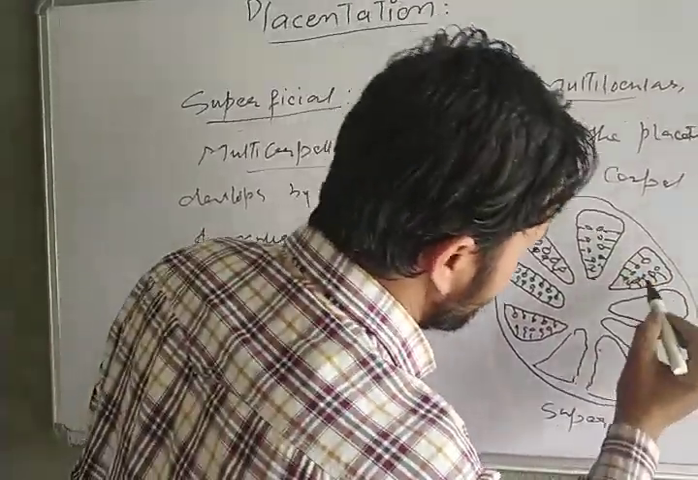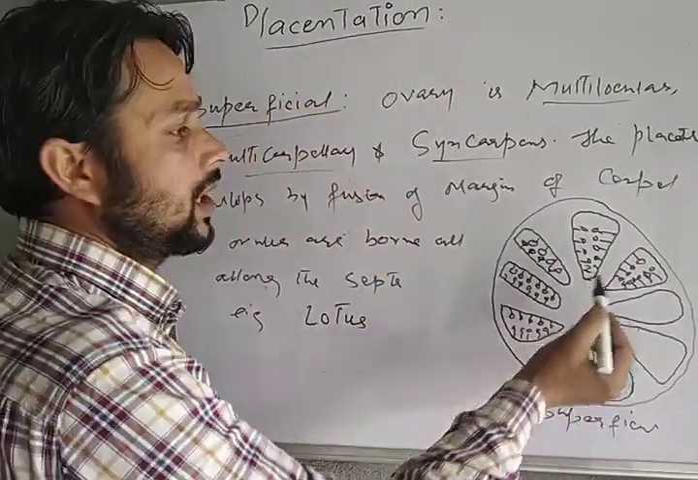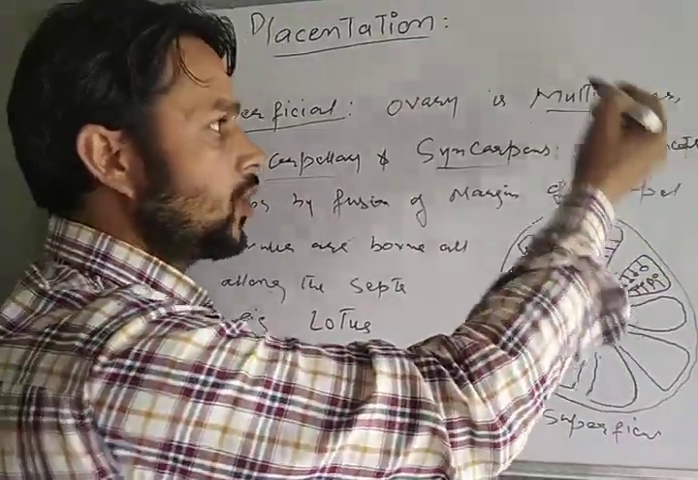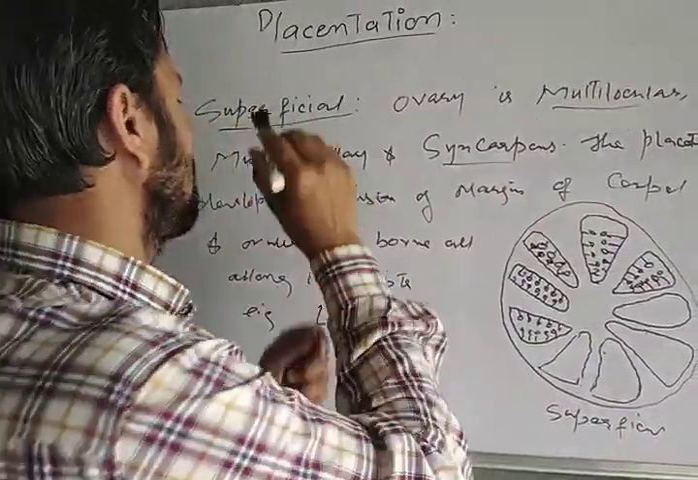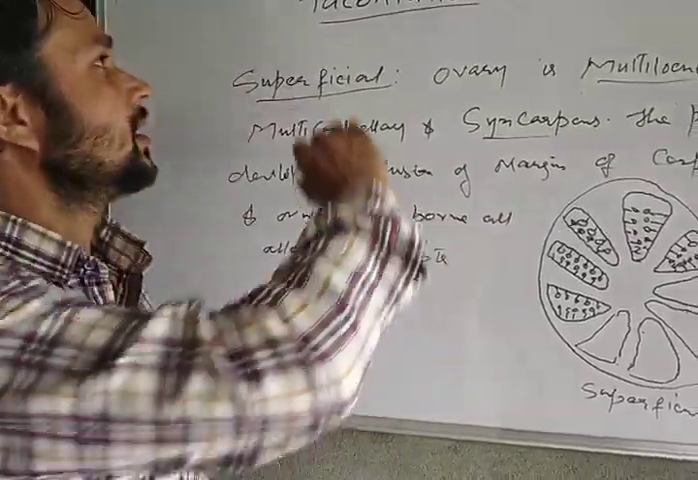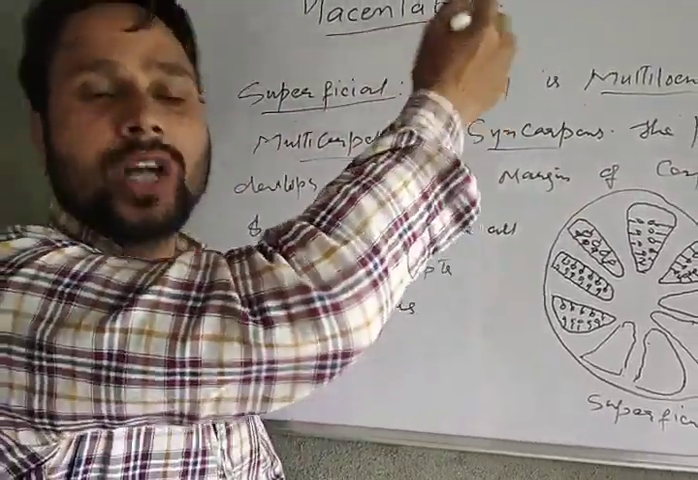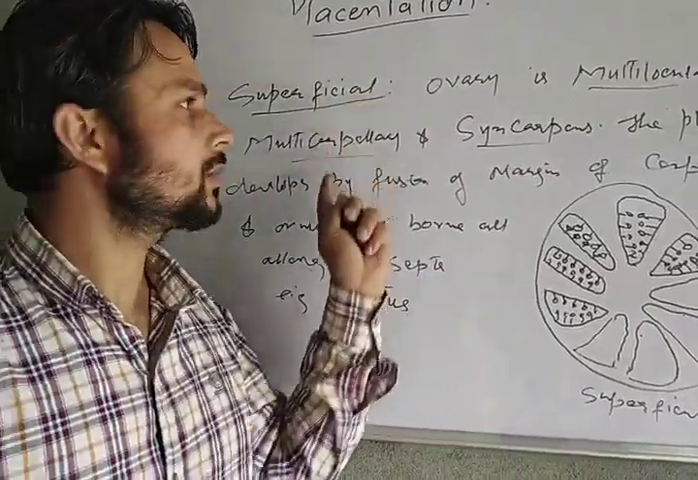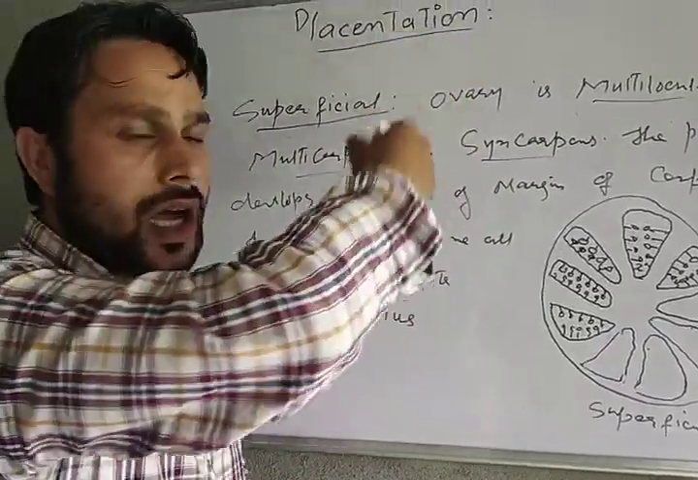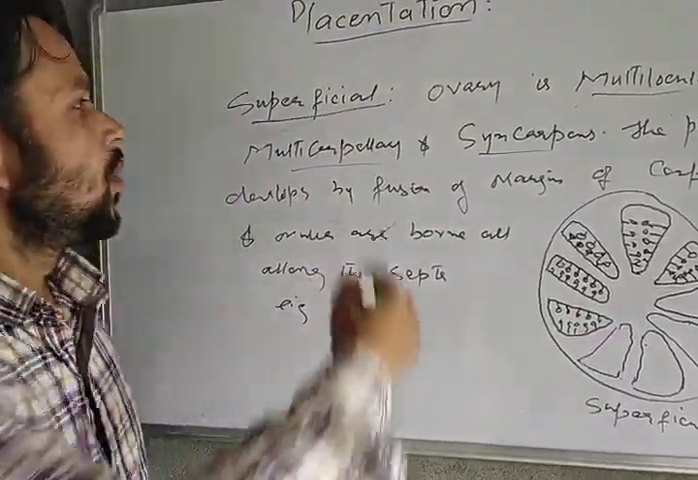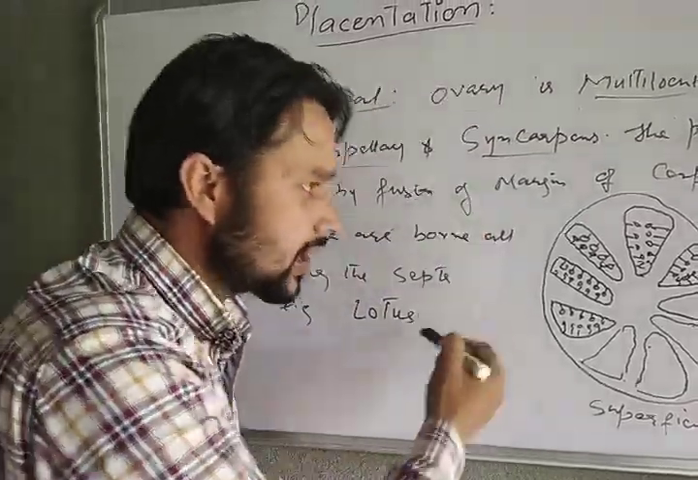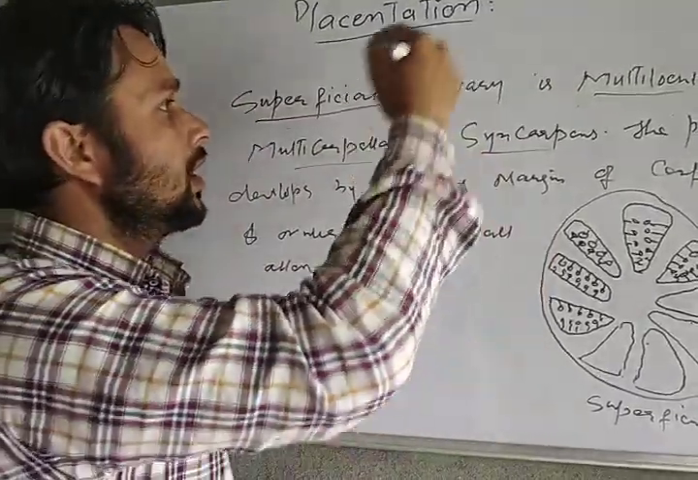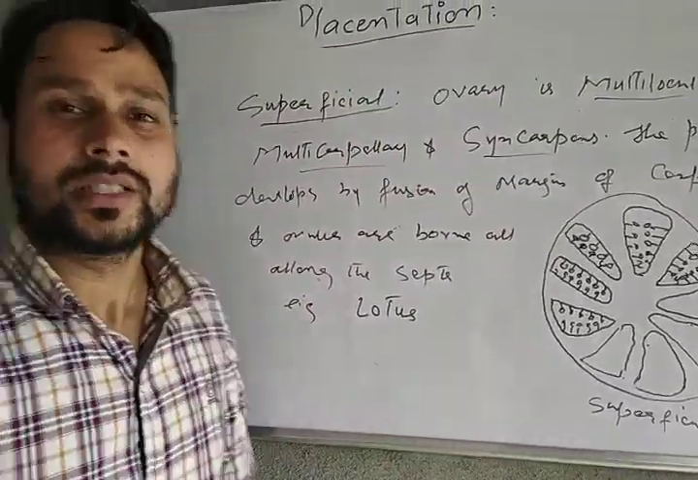And in superficial, these ovules are borne all along the septa. This septa and placenta are formed by fusion of margins of carpel, and the ovary remains multilocular, multicarpellary and syncarpous. And this was all about placentation. I have discussed the ovary, syncarpous, multicarpellary and multilocular condition, and after that, I explained these types of placentation one by one with examples and with diagrams. I hope you have understood it. Okay, this was all about placentation. Thank you for watching me.